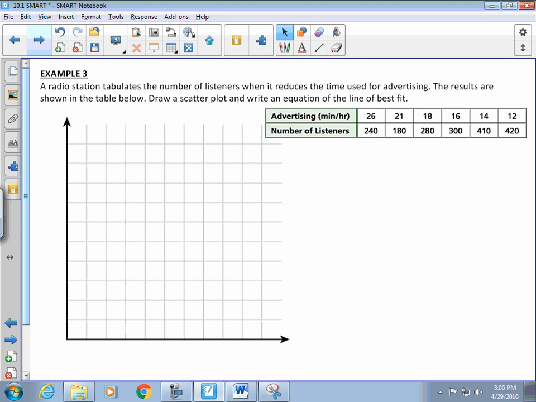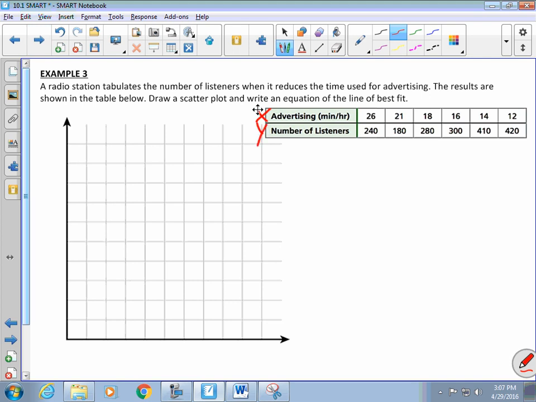For this one here, what we're going to do is actually create the scatter plot, and then we're going to draw in a line of best fit and write an equation for it. A radio station tabulates the number of listeners when it reduces the time used for advertising. The results are shown in the table below. We're going to make advertising X and number of listeners Y.